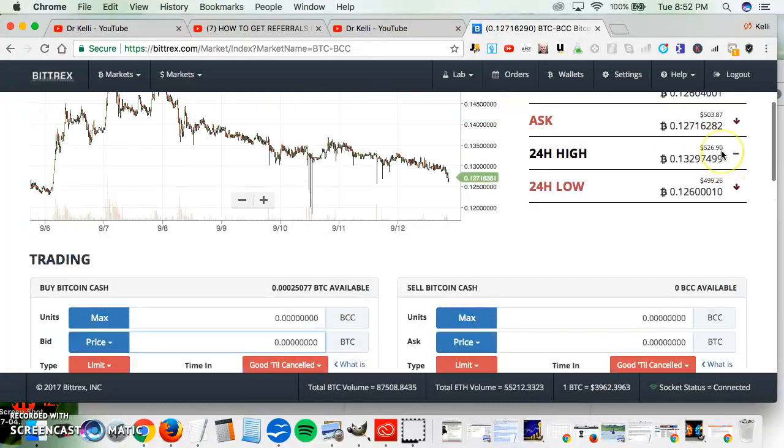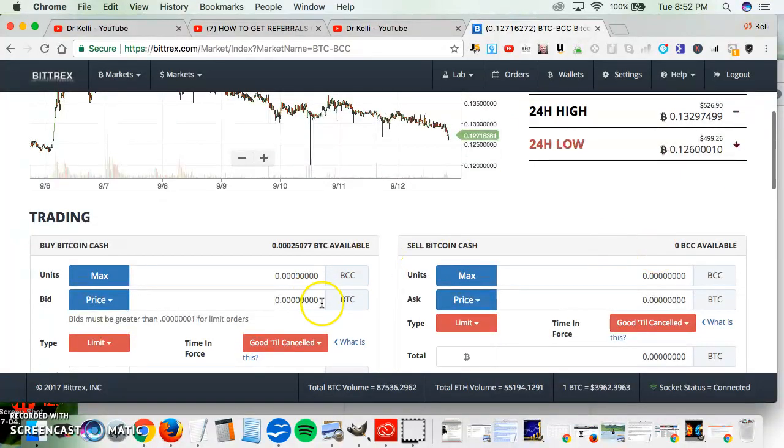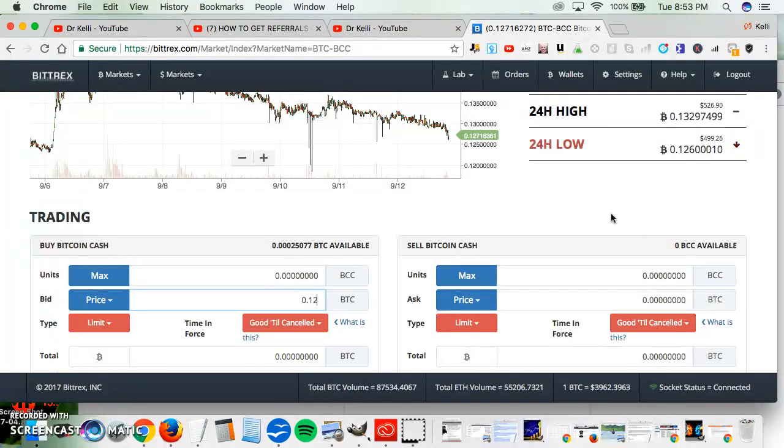So let's just say, I'm going to scoot up a little bit. Let's say that I want to get this amount. I'm going to copy that. Oh, it won't copy for me, so I'm going to have to remember. 0.1261000. So I would just come over here. Okay, make sure I did it right. 0.12610. And that's what I would plug in.